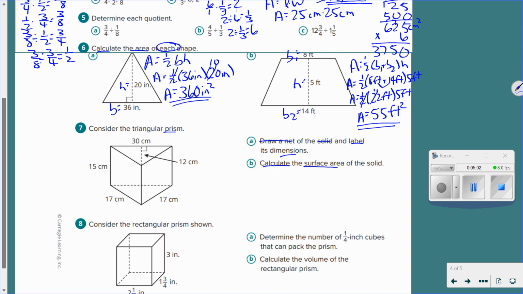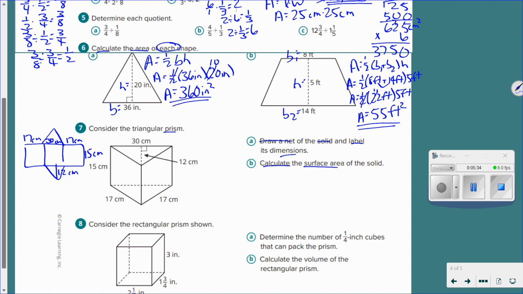Because they told me it's a prism, I'm going to start with my rectangles. I've got 3 rectangles because it is a triangular prism. So I do my triangles on the side. I need to do the dimensions. So if I look at my dimensions, we know that the sides are 15, so this is 15. I know that the part under the triangle is 30. And I know that the other 2 sides are 17. And then I also know that the height of my triangle was 12.